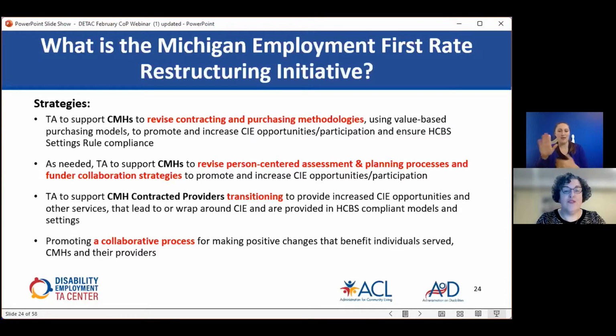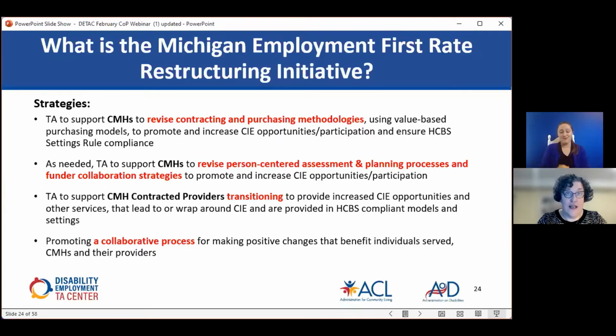The DD Council, in partnership with the Community Mental Health Association and the statewide provider organization, came together and issued a request for proposals for CMHs to apply for technical assistance in this transformation. The technical assistance included support for the CMH in provider contracting strategies and principles and outcome-based funding options, as well as transformation support for employment service providers within that respective catchment area.